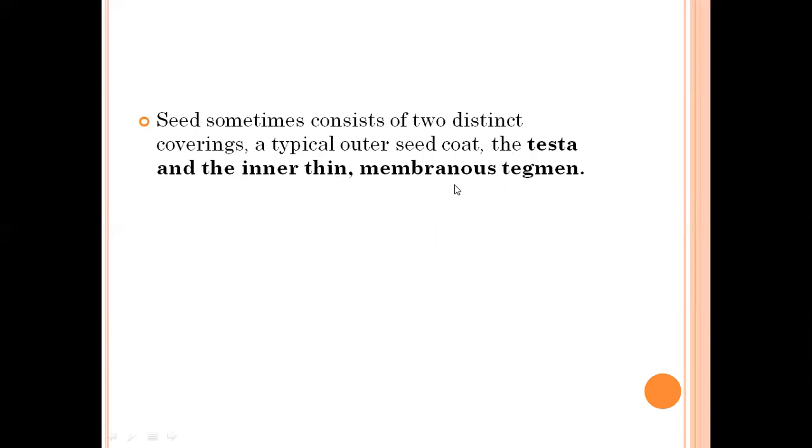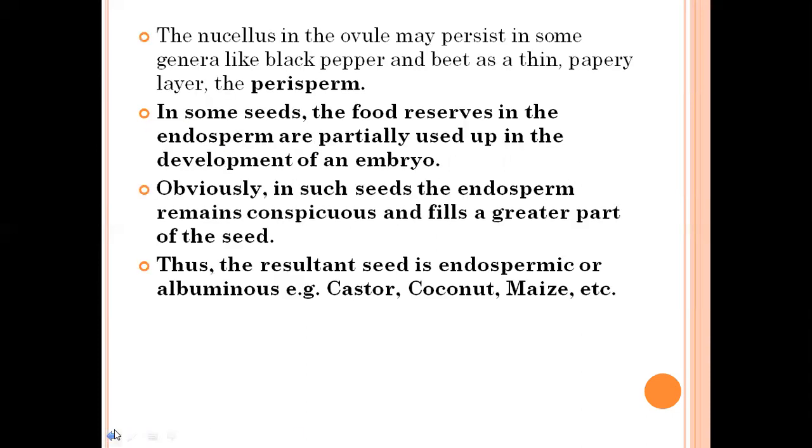Like a thin papery layer, that is the tegmen. Now next, the nucellus in the ovule may persist in some genera like black pepper and beet as a thin papery layer.